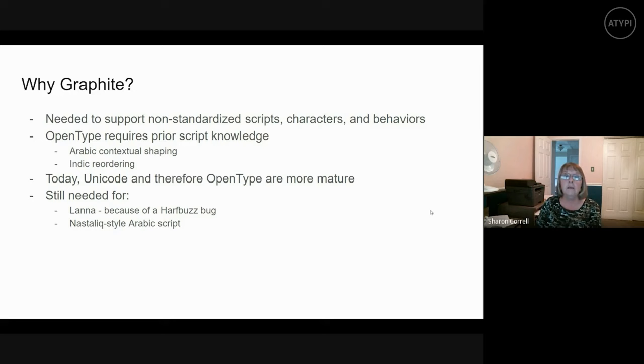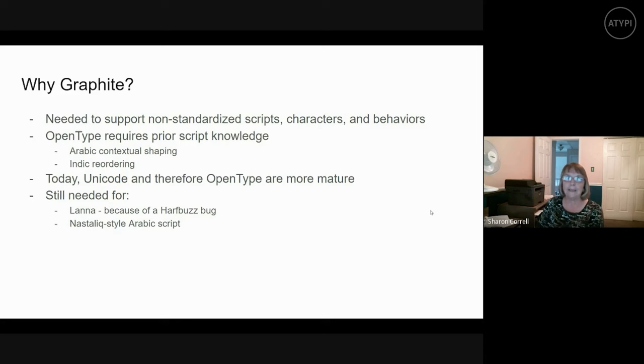Now, OpenType is not a good solution because it only works well for standardized script data. This is because it uses a higher level engine to drive the rendering process, and that engine needs to understand the basic rules of each script. For instance, it needs to build in the idea of contextual shaping used in Arabic and the vowel sign reordering for Indic scripts like Devanagari, things like that.